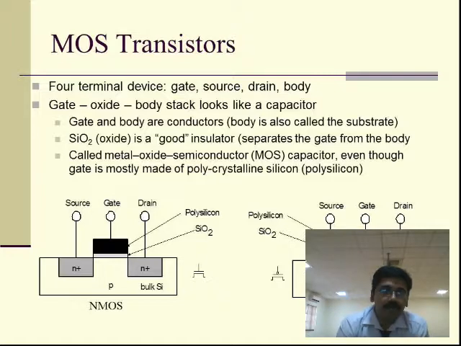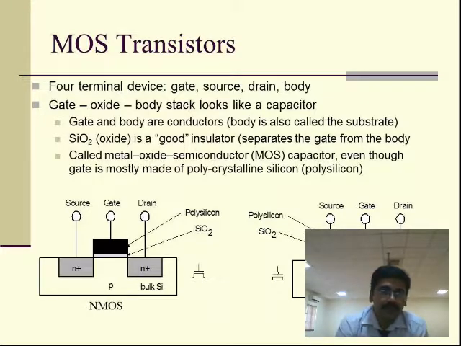There are three regions of operation we can have for an NMOS transistor. One is cutoff. During cutoff, VGS is less than VT. That means the voltage which we are applying at the gate is less than the threshold voltage. If you apply less than the threshold voltage, the NMOS transistor is said to be off. There is no IDS.